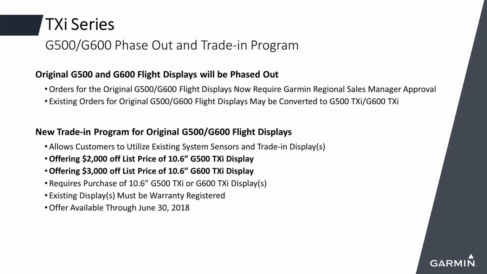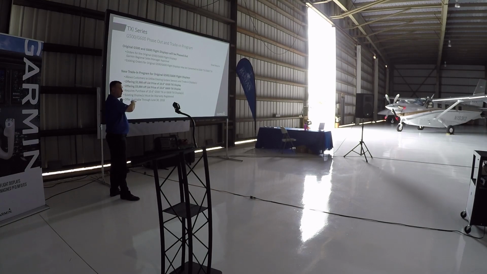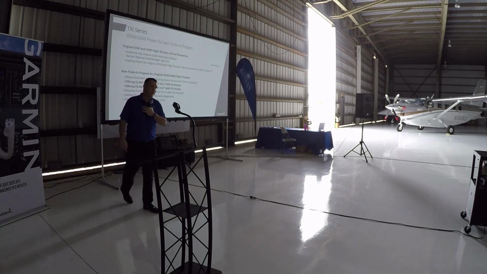We have a trade-in program we talked about. If you have a G500 or G600 now, it's $2,000 off the list price of a 10.6-inch G500 TXi display. Or if you're trading in the display for the G600, remember, you don't have to buy the AHRS and air data computer and all that. That all remains in the aircraft, and the new TXi display uses the same infrastructure from the older system. And that trade-in is available through June 30th, 2018.